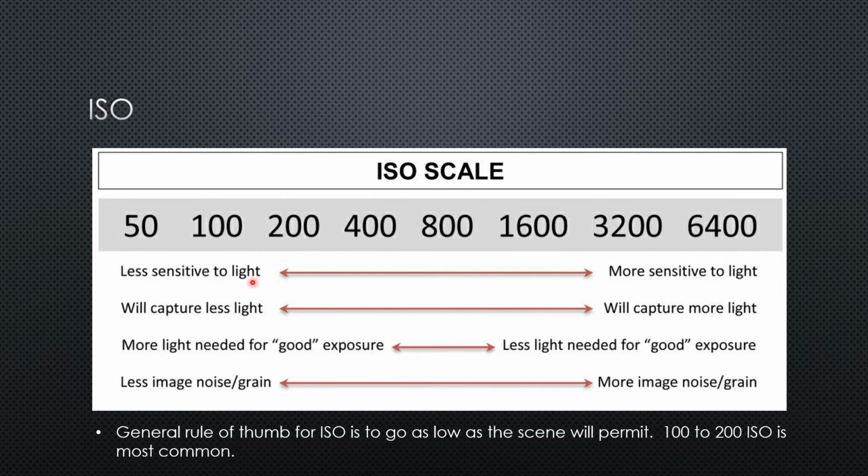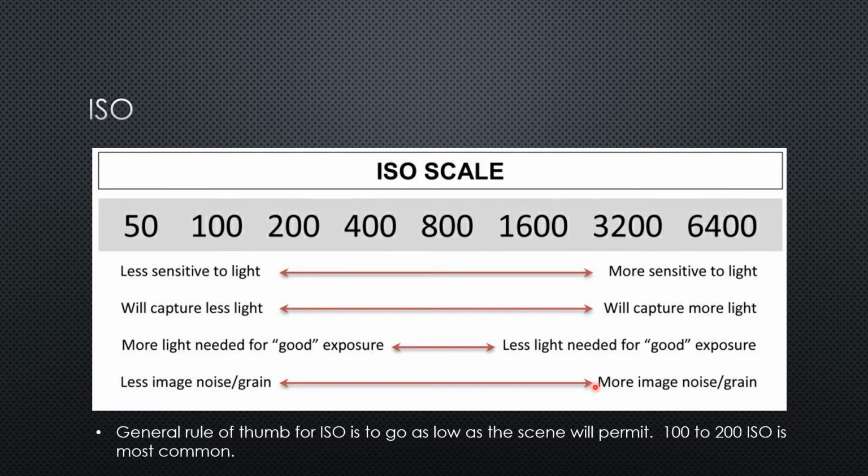What that ultimately means is that if it's less sensitive, it will capture less light at a low speed. It'll capture more light at a high speed. And the bottom line here is that the lower speeds will include less noise and less grain, and give you a smoother image, and images that are shot at a higher ISO are going to have more grain and more noise.